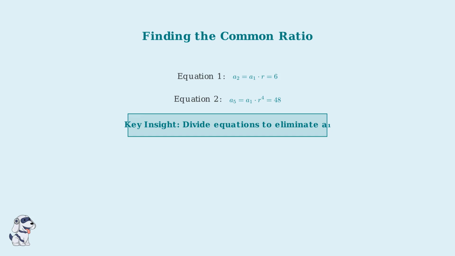Here's the key insight. If we divide the second equation by the first equation, the a terms will cancel out, leaving us with an equation that only contains r.